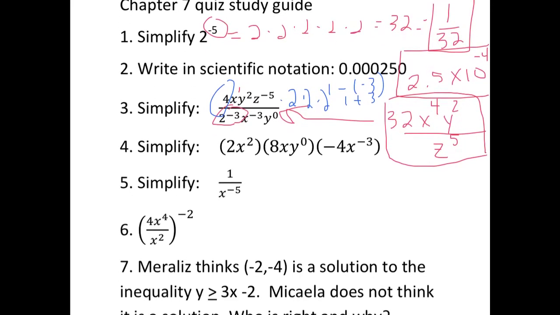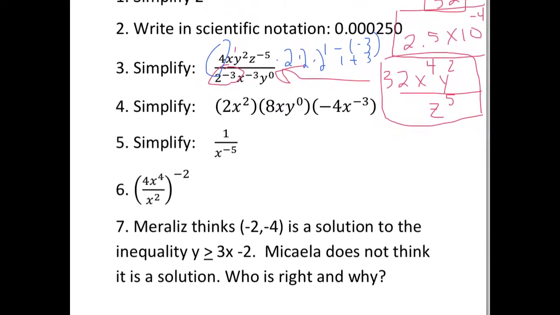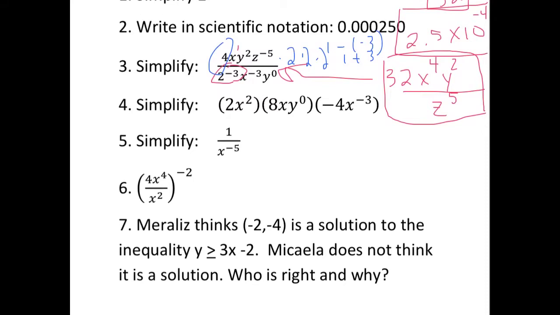Alright, I'm going to try to scoot down here on our study guide. Next one is simplify with a bunch of multiplication. So the rule is when we're multiplying, we keep the base, add the exponents. Alright, I see that there are some things with no exponents, like this x doesn't have an exponent. So I'm going to add the exponents of 1. Just put the imaginary 1 in.